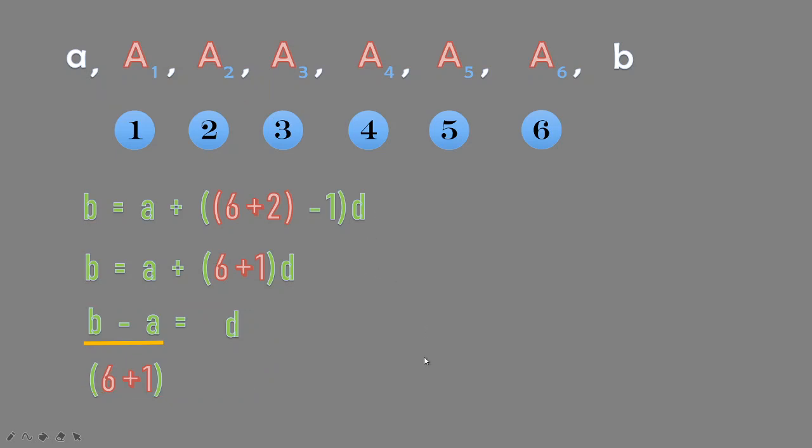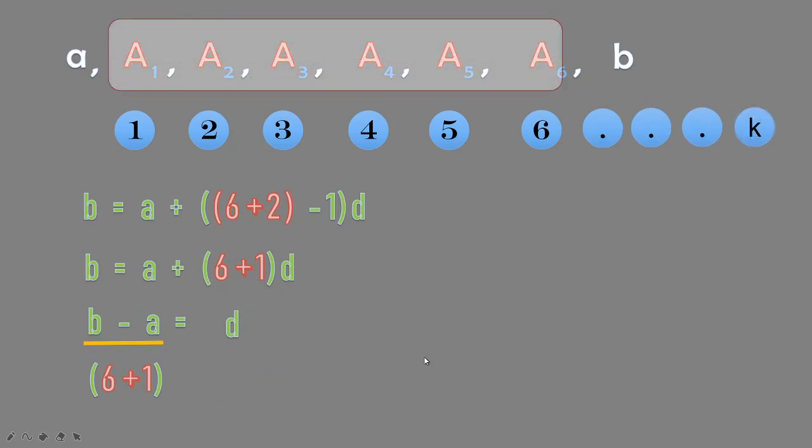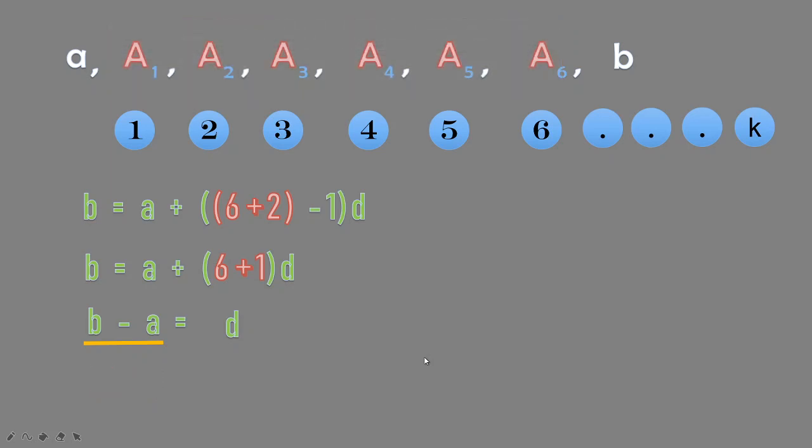But what if I had k terms? How can I generalize it? There are no issues. Instead of 6 plus 1, just write k plus 1, because 6 was the number of new terms. Instead of 6, we are adding k terms, then write k plus 1. That is all, and this is your formula to find d. Now if you find d, then you can find each and every term, right?